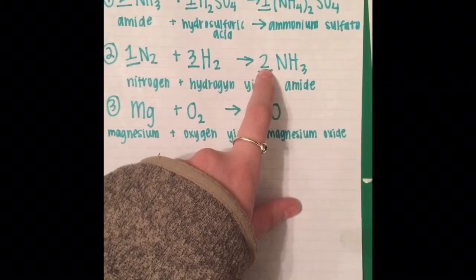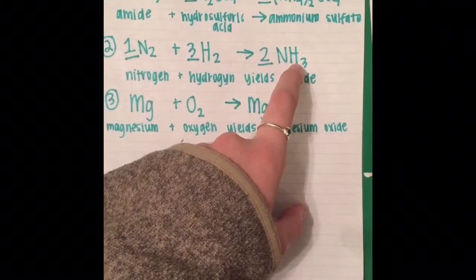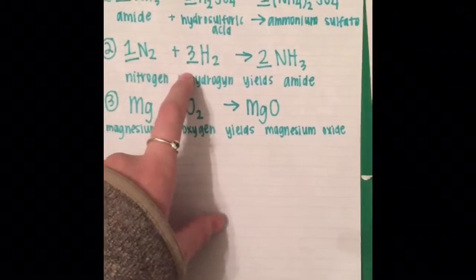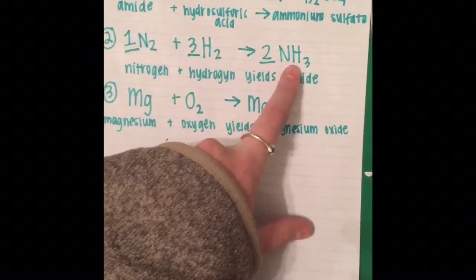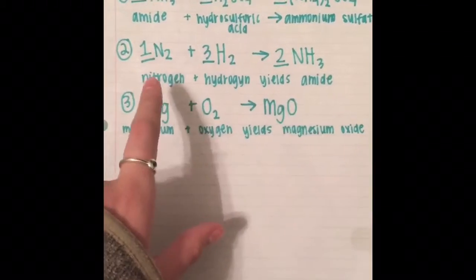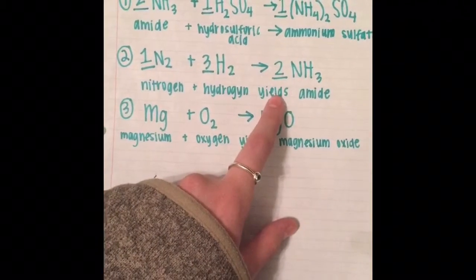So now that we have the 2 that is multiplied by the 3, we also have 6 hydrogen on this side. And so to fix that on the reactant side, since we started with hydrogen 2, we need to multiply that by 3 so that we have 6 on both sides. And now we have a balanced equation whenever you add the 1 in front of the nitrogen, the 3 in front of the hydrogen, and then the 2 in front of the amide.